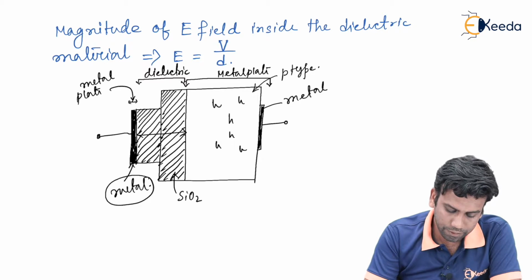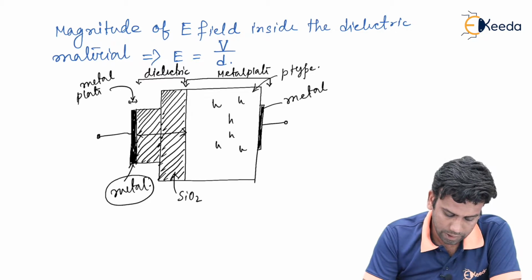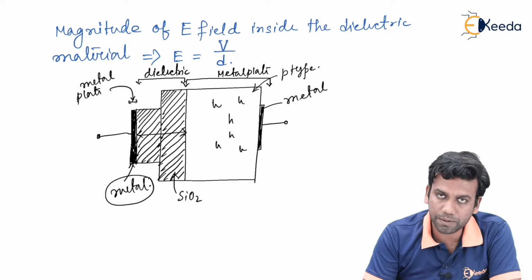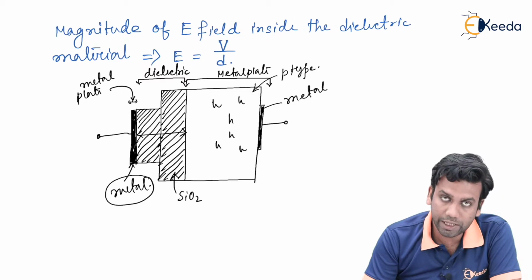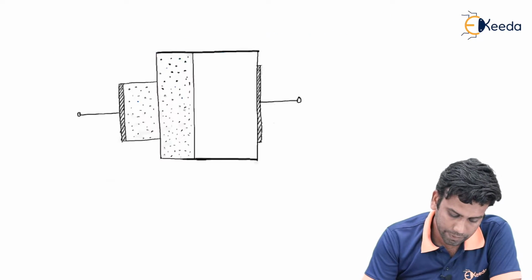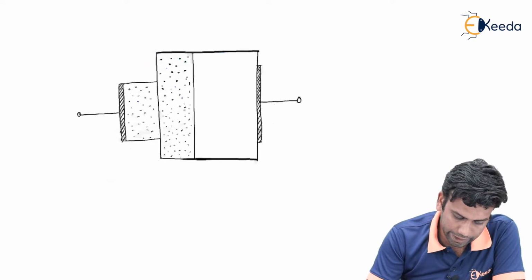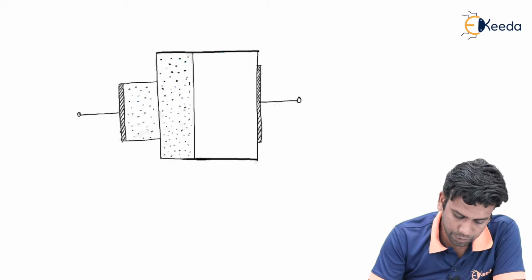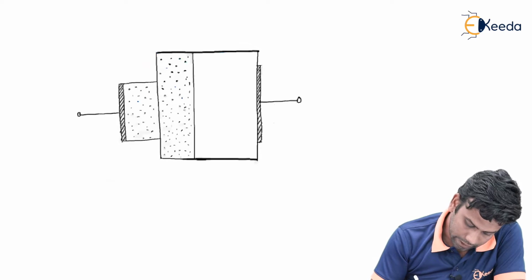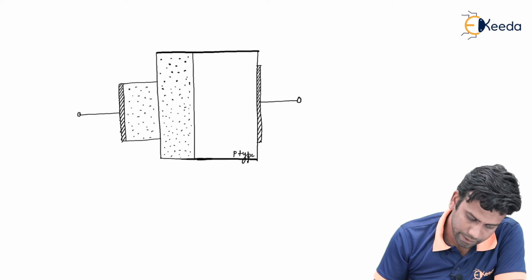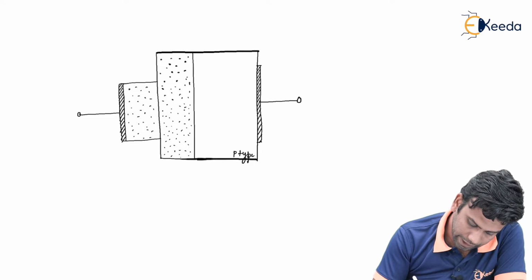So let us see how this parallel plate capacitor operation comes into place inside this p-type substrate MOS capacitor. So let us take a block diagram of a p-type substrate MOS capacitor. This is the block diagram of a p-type substrate MOS capacitor where this is the p-type substrate, this is the metal.